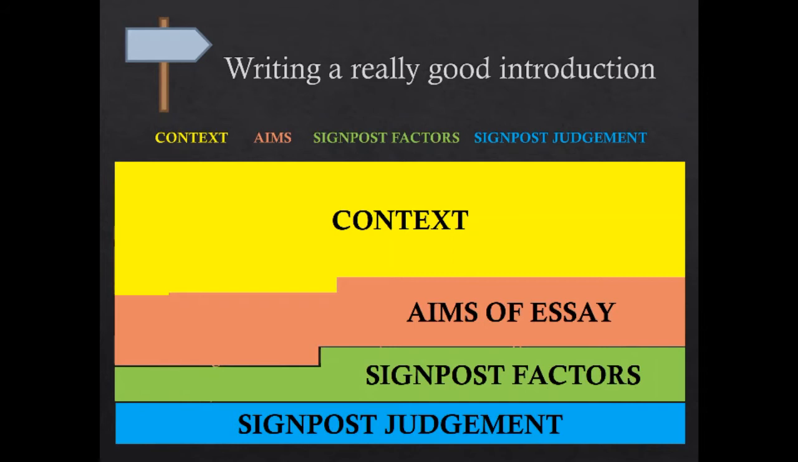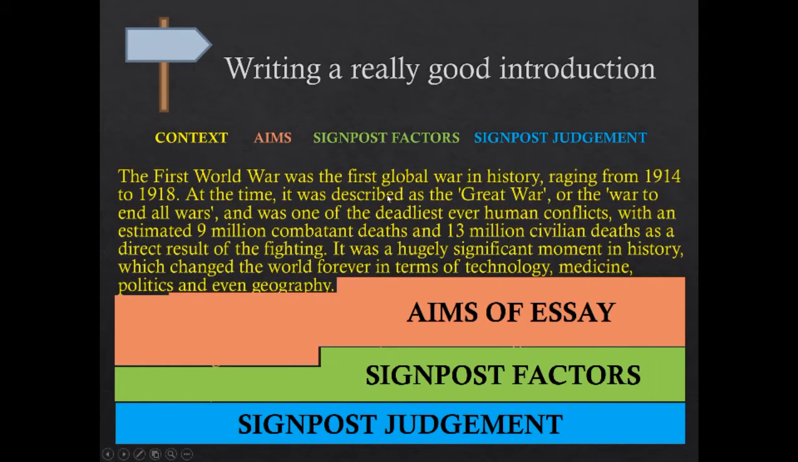Okay, so the first thing we do in yellow is context. Context is just details to introduce me to the topic you're talking about. Some basic information. So, by way of an example: the First World War was the first global war in history, raging from 1914 to 1918. At the time, it was described as the Great War, or the war to end all wars, and it was one of the deadliest ever human conflicts, with an estimated 9 million combatant deaths and 13 million civilian deaths as a direct result of the fighting. It was a hugely significant moment in history which changed the world forever in terms of technology, medicine, politics, and even geography.